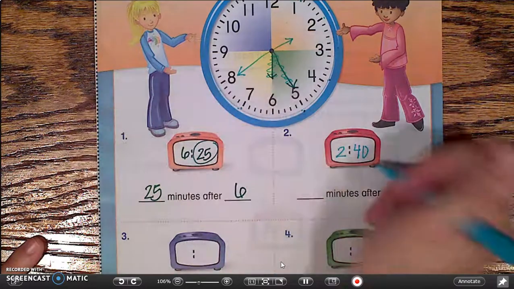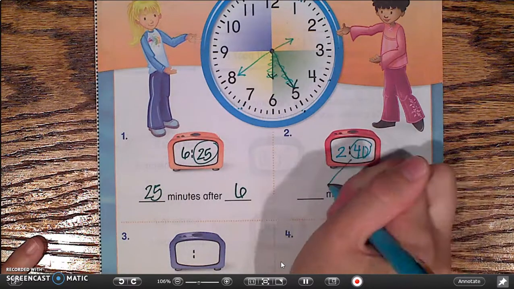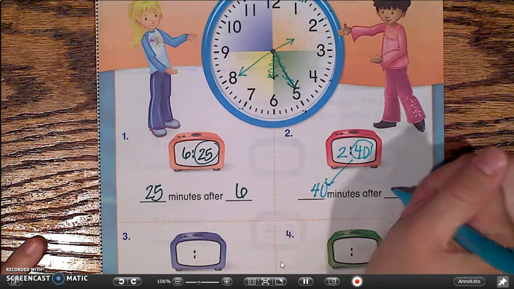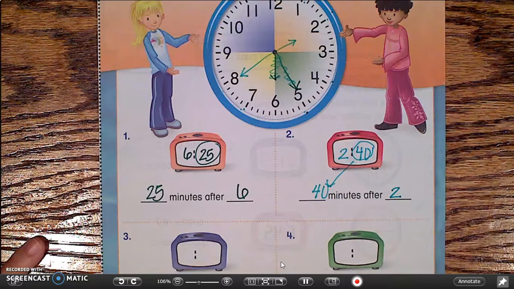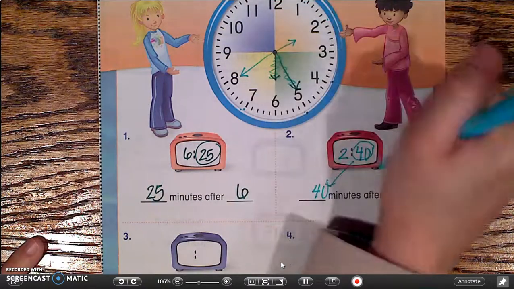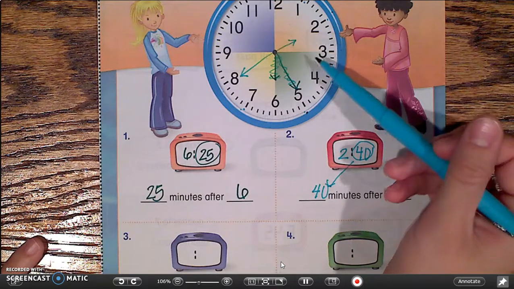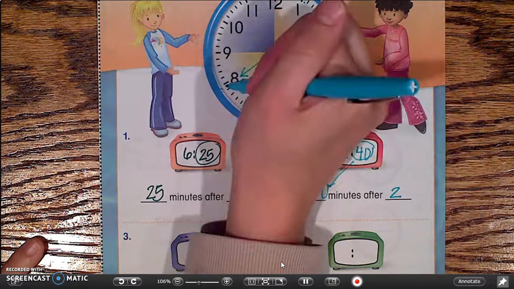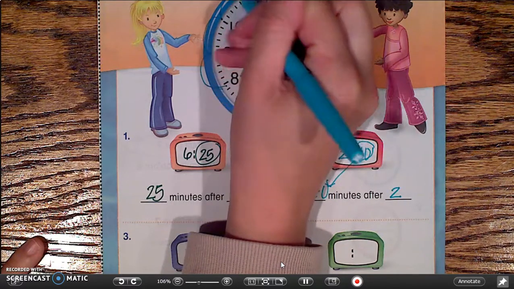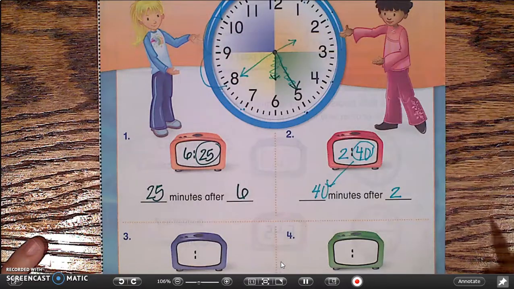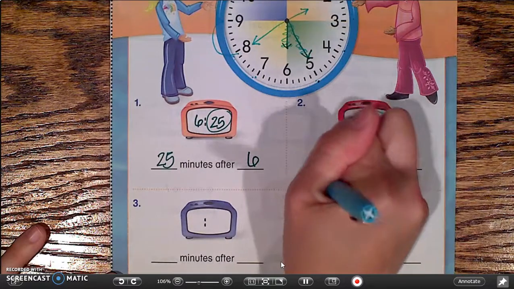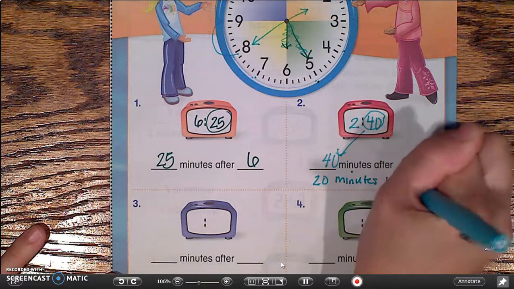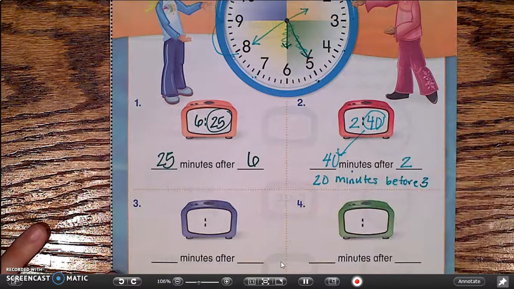So the blank minutes after blank. So how many minutes is it? 40. 40 minutes after, what's our hour? 2. Now how many minutes till the next hour? Our next hour is going to be 3 because that's 2, 3. 3 always comes next. I count on 5, 10, 15, 20. 20 minutes, I can write this. 20 minutes before 3.